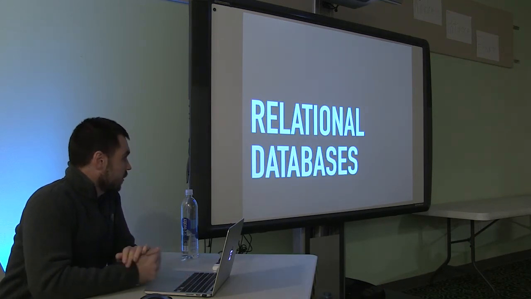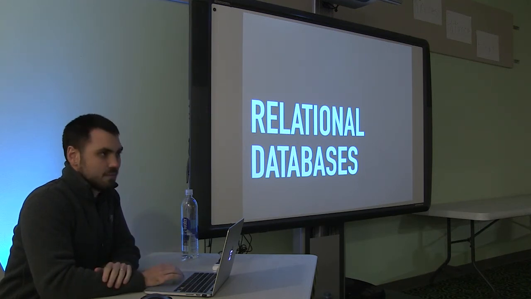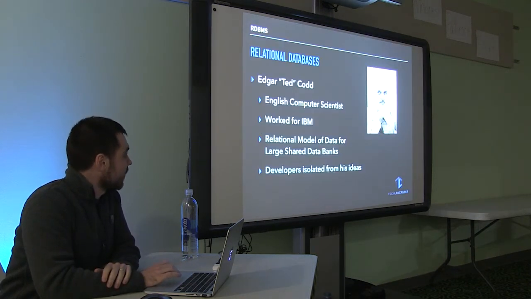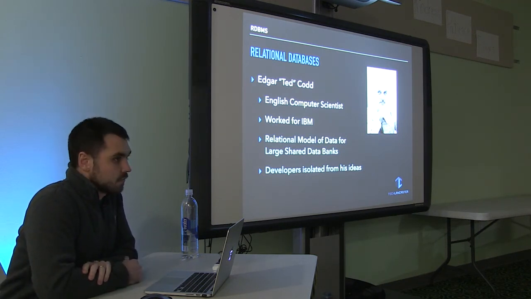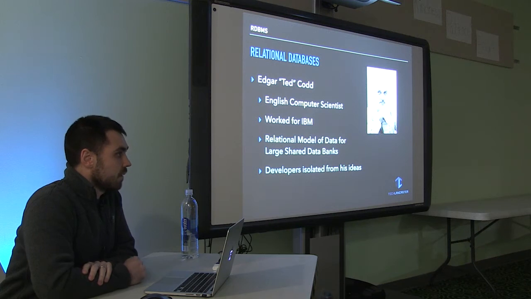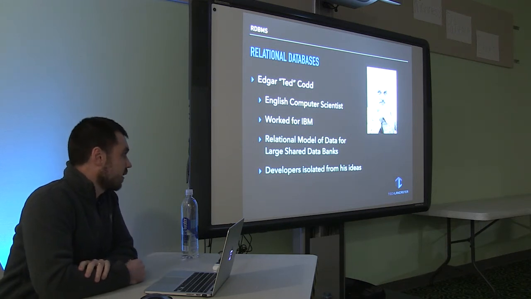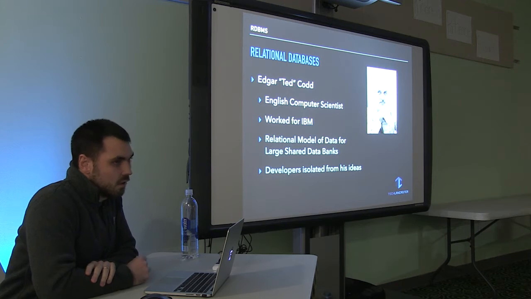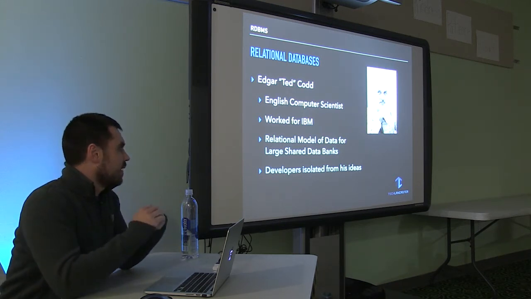So I'm going to start with relational databases, and probably everybody in here is well aware of relational databases. Edgar Codd was an English computer scientist who worked for IBM. He studied in Ann Arbor, Michigan, and when he worked at IBM, he wrote a paper called Relational Model of Data for Large Shared Data Banks, which was the beginning of relational databases. This was in the mid-1960s.